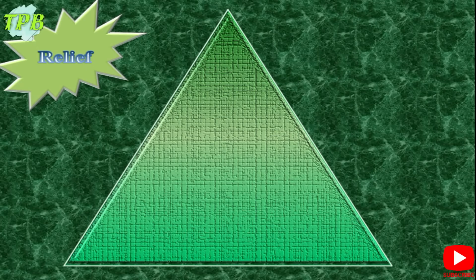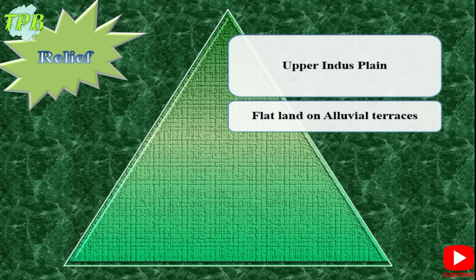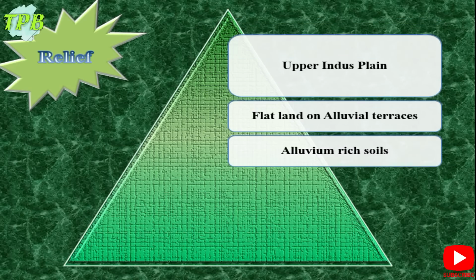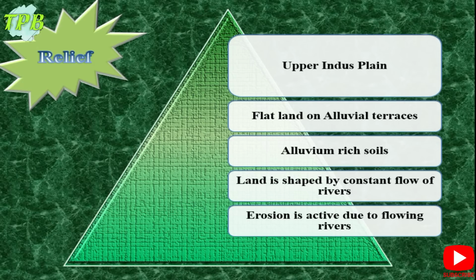Now let's have a look at the relief of these doabs. All the doabs in Pakistan are located in Upper Indus Plain. These doabs have flat, undulating land on alluvial terraces. However, active and old floodplain also have flat lands. Doabs have alluvium-rich soils. Some are old and some are new. The lands in Doab is shaped by constant flow of rivers, and erosion is very active here due to the flow of rivers.